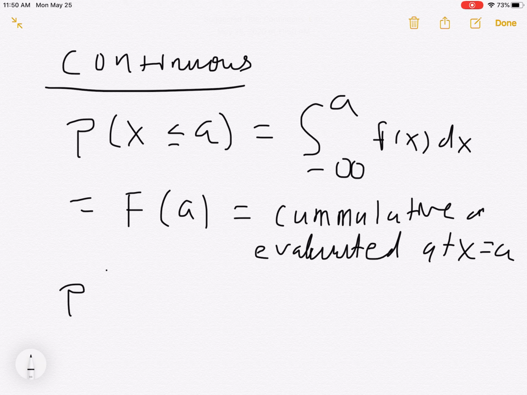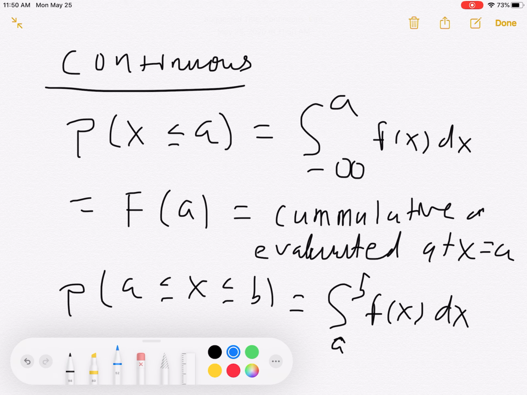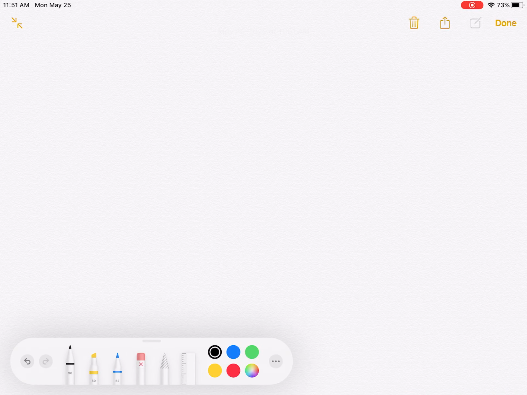Okay. If I want to calculate the probability that x is between 2 points, this is going to be the integral from a to b of f of x dx. So how we calculate probabilities is no longer with a sum, it's with a very fancy sum, which is the integral. Because after all, the integral is defined as an infinite summation, a Riemann sum, right?